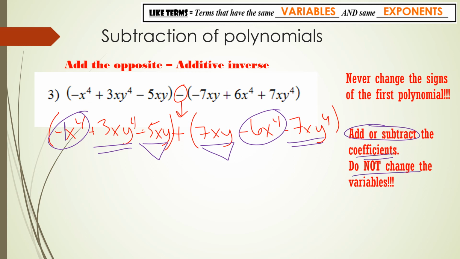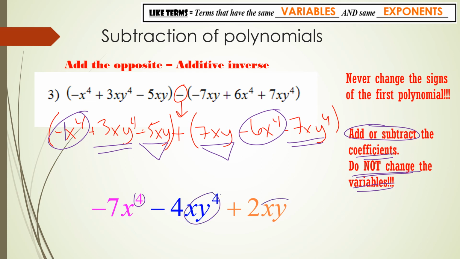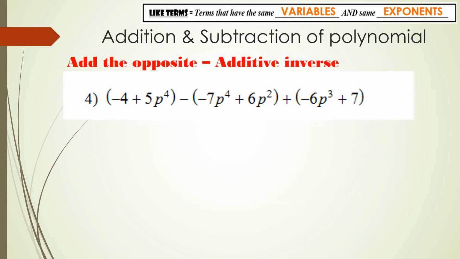But again, notice this whole time the variables did not change. So when I combine those like terms, I still have an x to the fourth, I have an xy to the fourth term, and I have an xy term. Those didn't change. The exponents of those terms did not change.